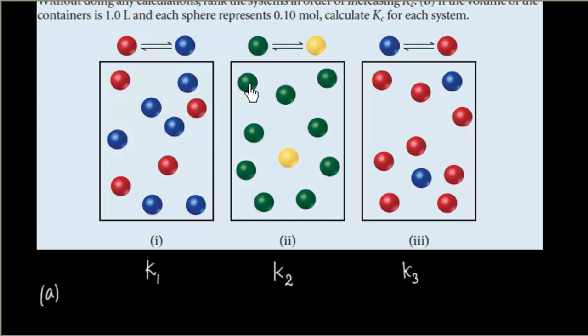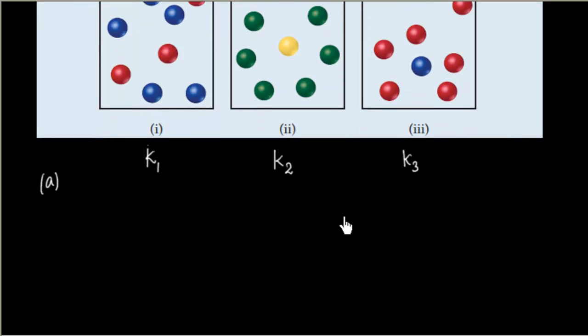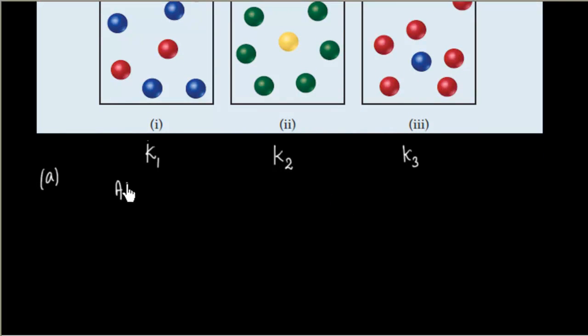Now let us see this one. 1, 2, 3, 4, 5, 6, 7, 8, 9, 10. So this also has 10 spheres. Now this one. 1, 2, 3, 4, 5, 6, 7, 8, 9, 10. So this means all the three boxes have 10 spheres.